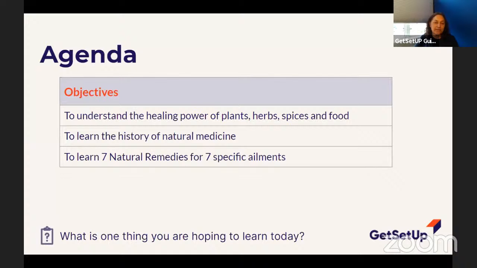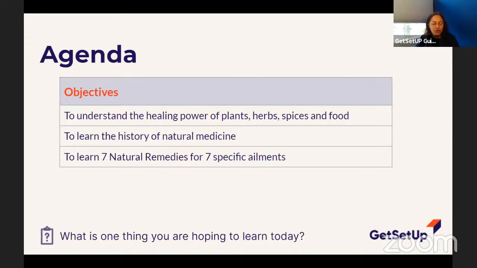We are going to understand the healing power of plants, herbs, spices, and food. So we're going to look at all of those in a sense, and we're going to do a little bit of a history lesson just on natural medicine and what that means, where it came from.